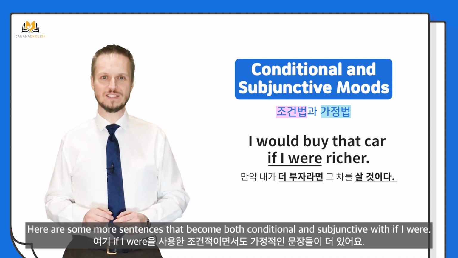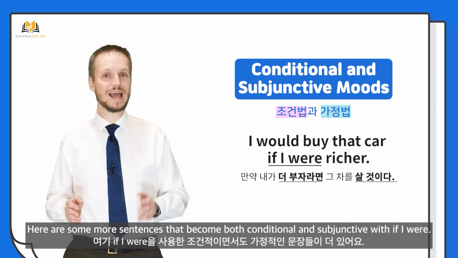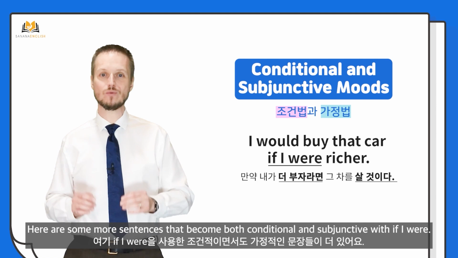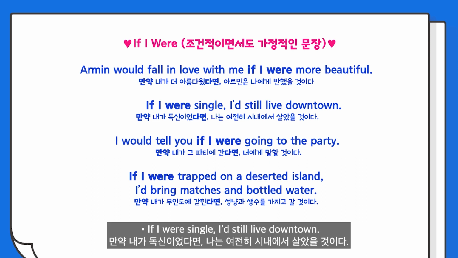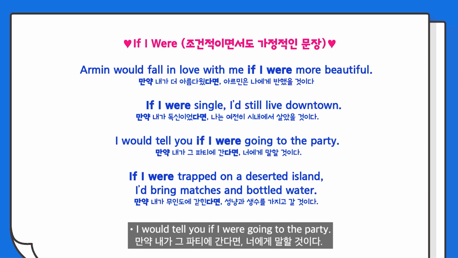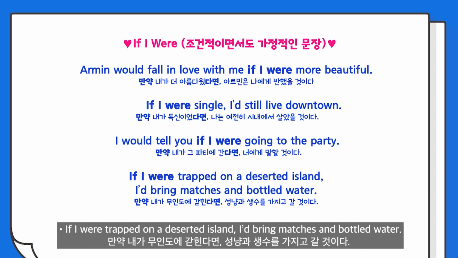Here are some more sentences that become both conditional and subjunctive with if I were. Armin would fall in love with me if I were more beautiful. If I were single, I'd still live downtown. I would tell you if I were going to the party. If I were trapped on a deserted island, I'd bring matches and bottled water.